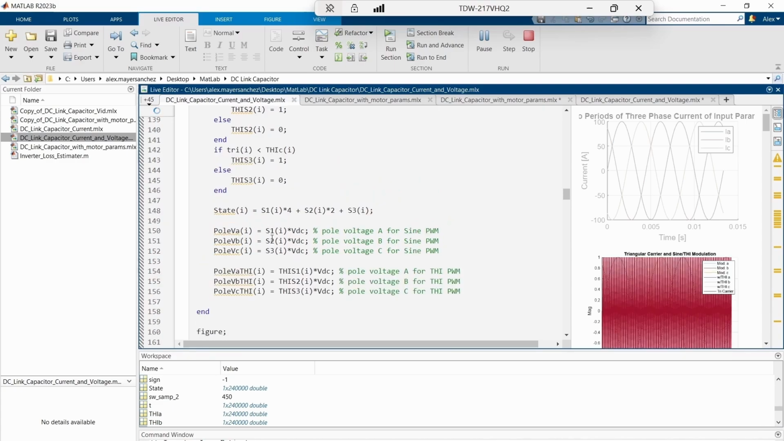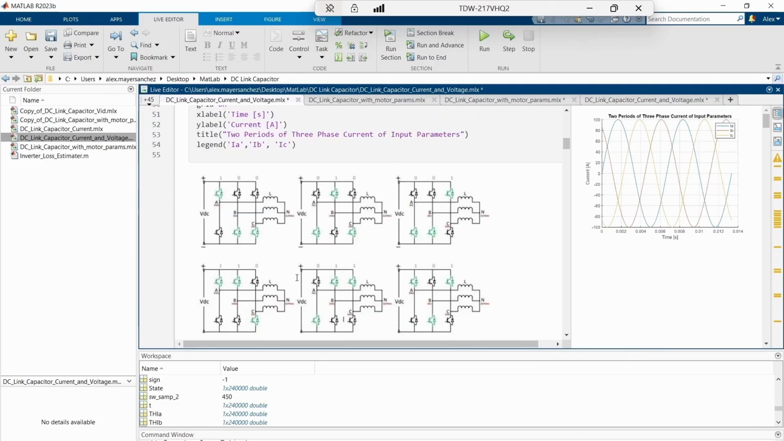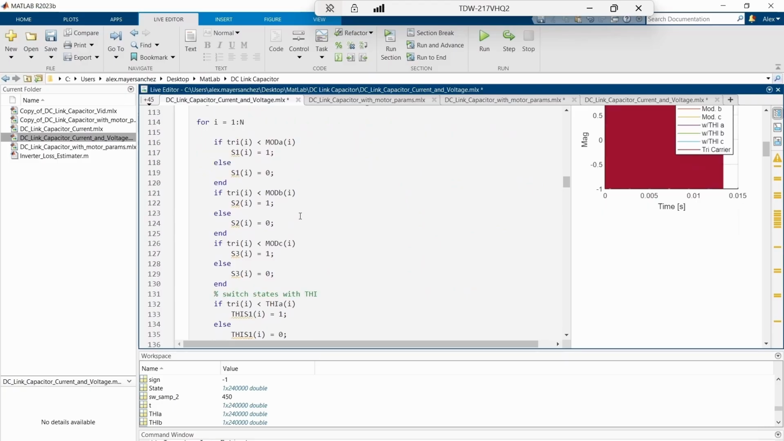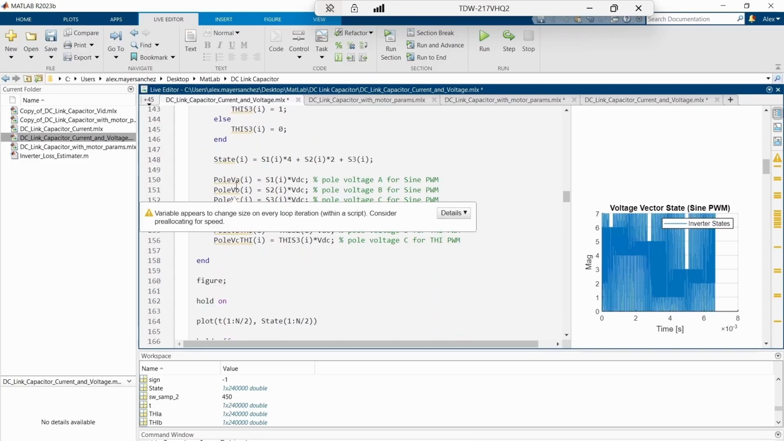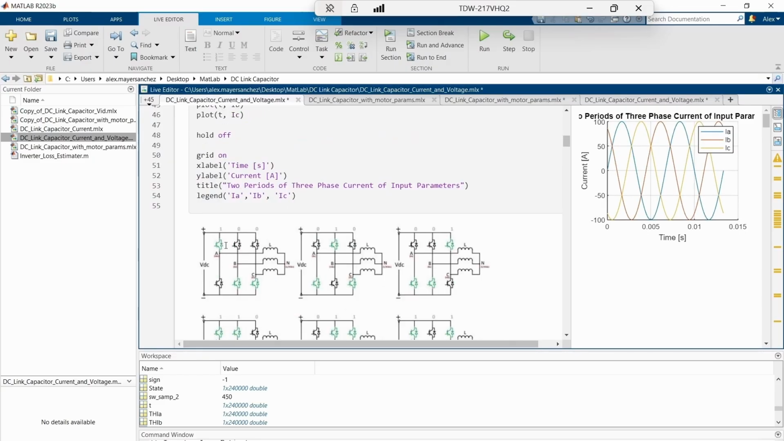So then I'm also determining the pole voltages here. The pole voltage is basically the voltage at this phase connection relative to the DC link minus, for A, B, and C. This is A pole voltage, B pole voltage, C pole voltage relative to HV minus, DC minus. And the pole voltage is going to be equal to the state of the high side switch times the DC voltage. So you can imagine whenever this switch is on, the voltage here relative to here is going to be whatever the voltage on the DC link is.